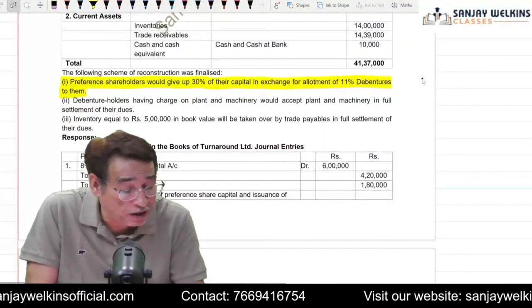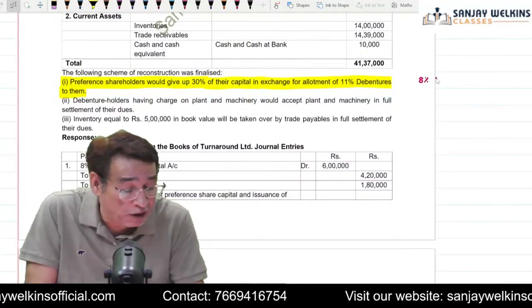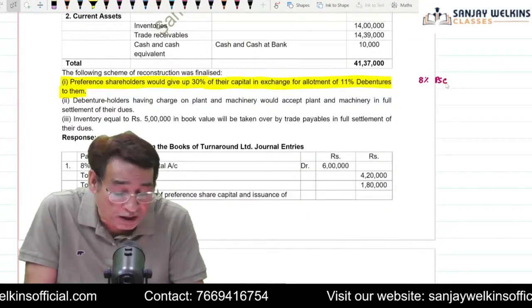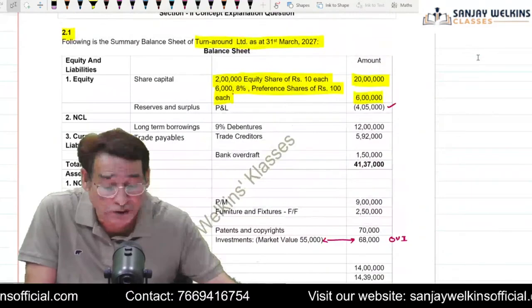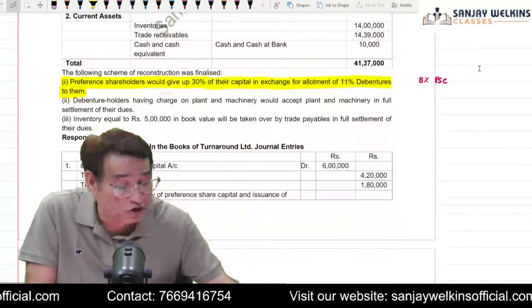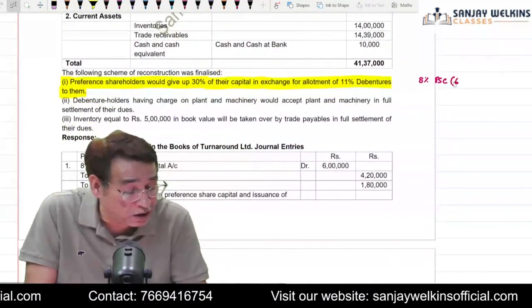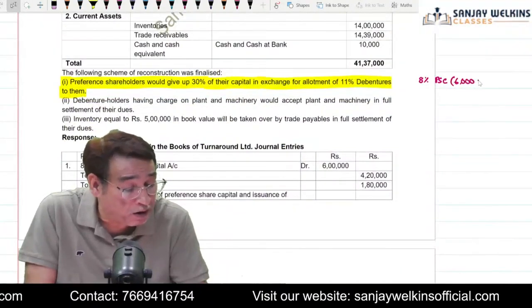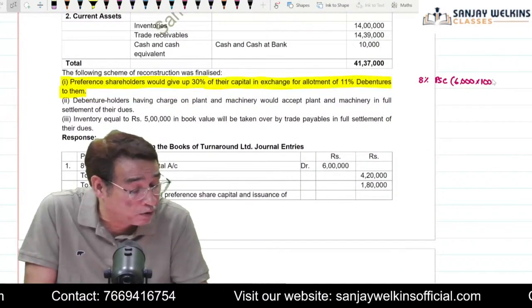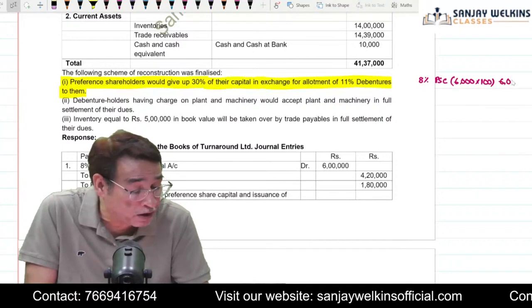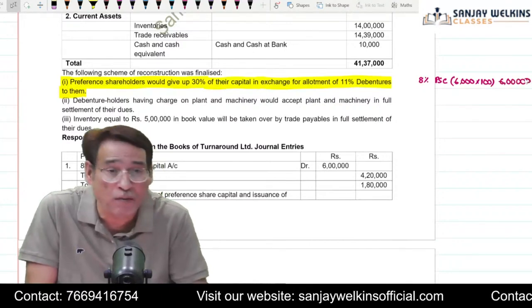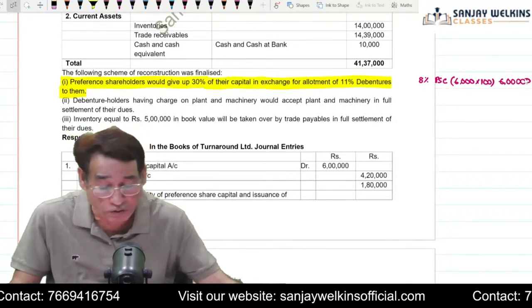8% preference share capital account debit. What was the amount of preference share capital? That is 6,000 shares of 100 each. First, I write here 6,000 into 100. That is equal to 6 lakh. Is it clear to you? The total amount of preference share capital is equal to 6 lakh.